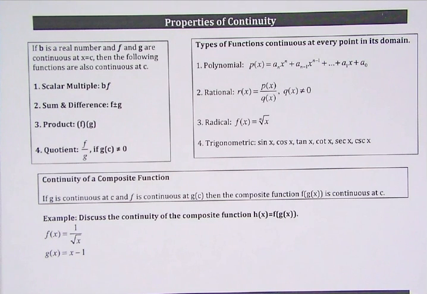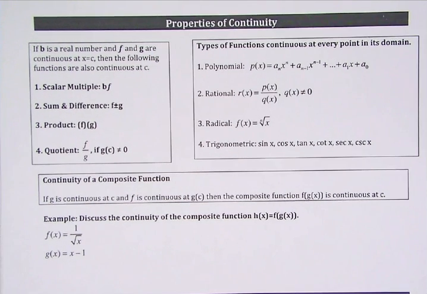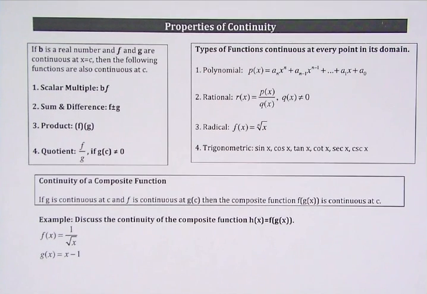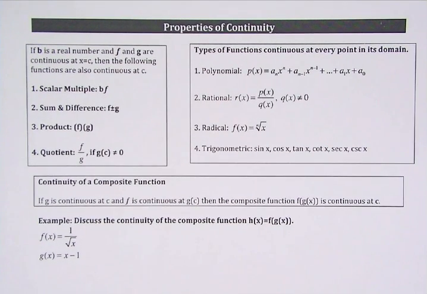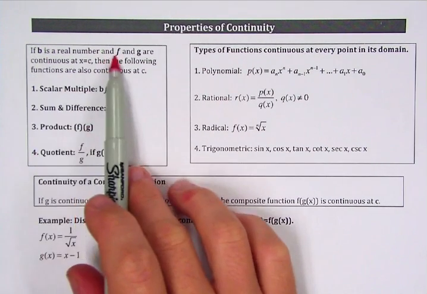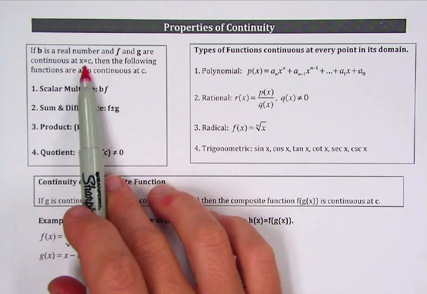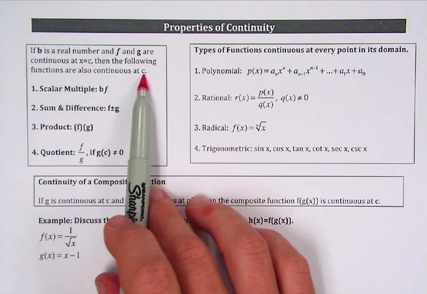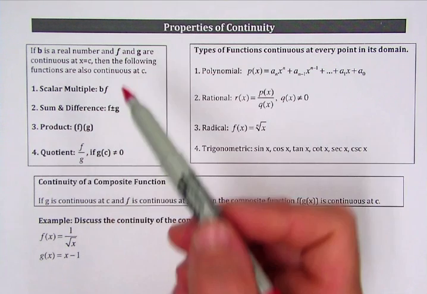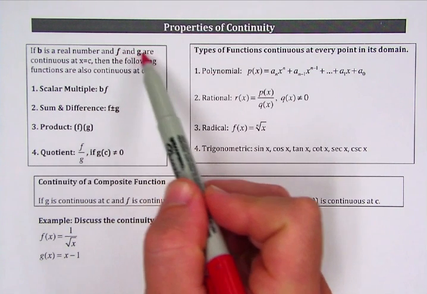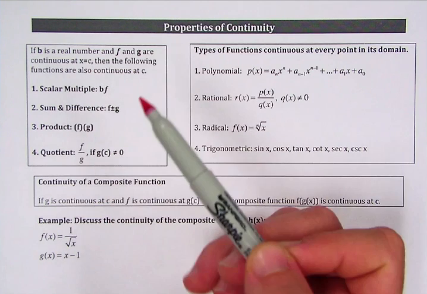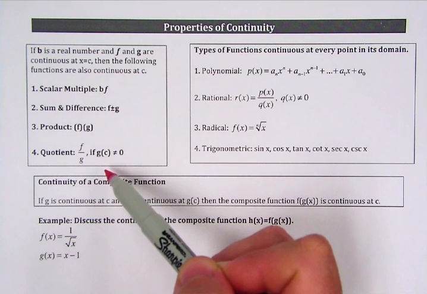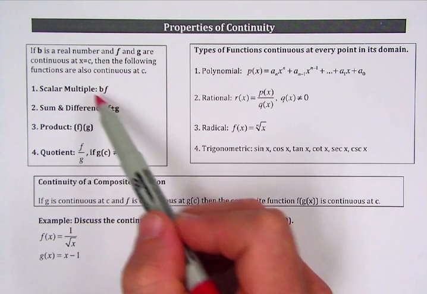So some properties of continuity, just want to share them with you. You can tuck them away as tools to be used later. So if b is a real number and f and g are continuous at x equals c, then the following functions are also continuous at c. So if we can just have two basic functions that we know are continuous at c, then we know these things are also true to be continuous.